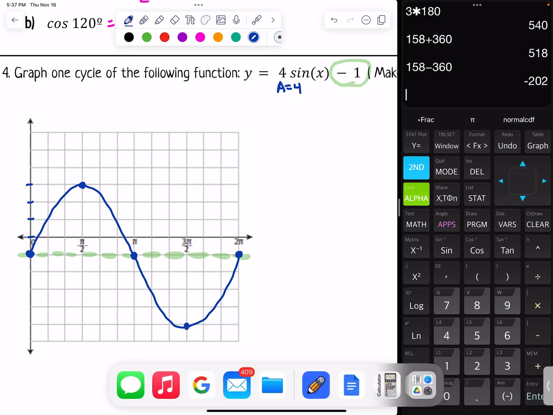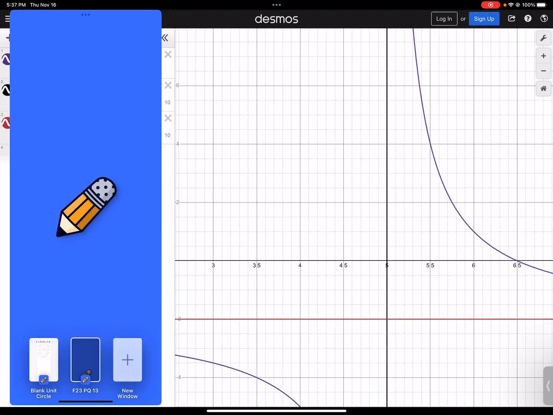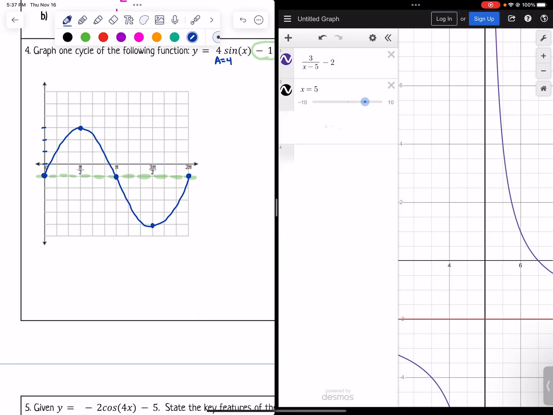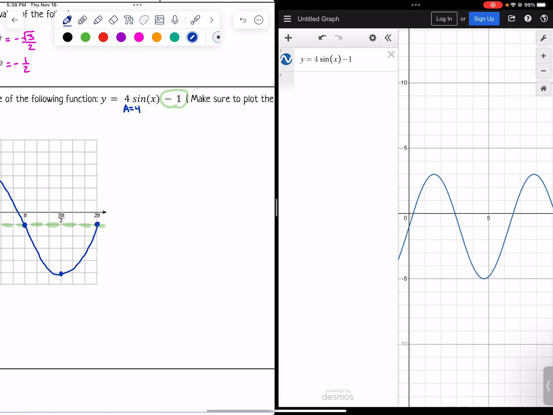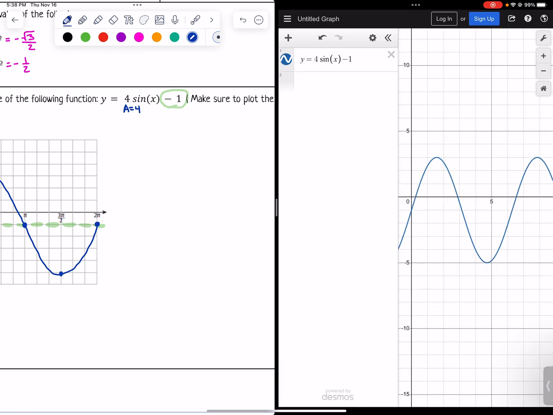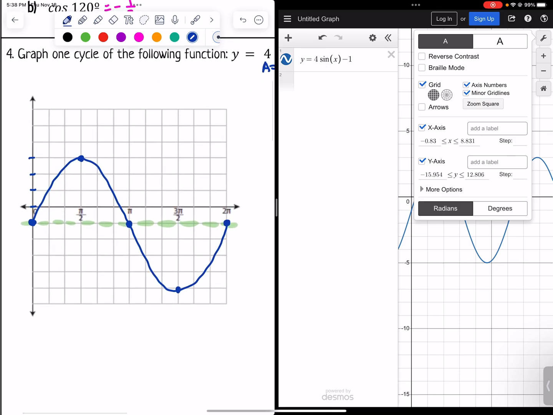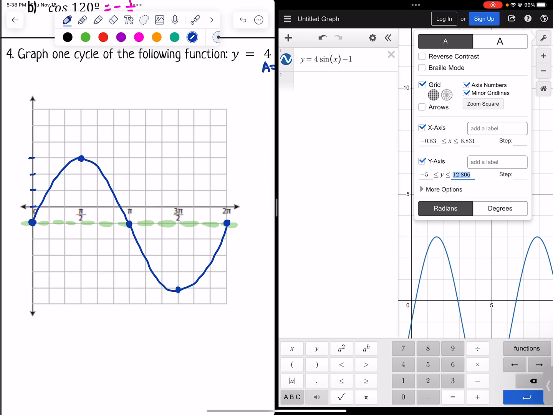Now you can also type this in Desmos, but it does take a little bit of work to fix the window, but we can do it. So let me split my screen and clear out Desmos. And I'm going to type y equals 4, and then go to the functions menu to get sine of x minus 1. So I've got some pretty good points, but I want to make my window look like my graph. So I want to make it look like it goes up and down the right amount. So let's just say negative 5 to positive 5 for the y-axis will be fine.